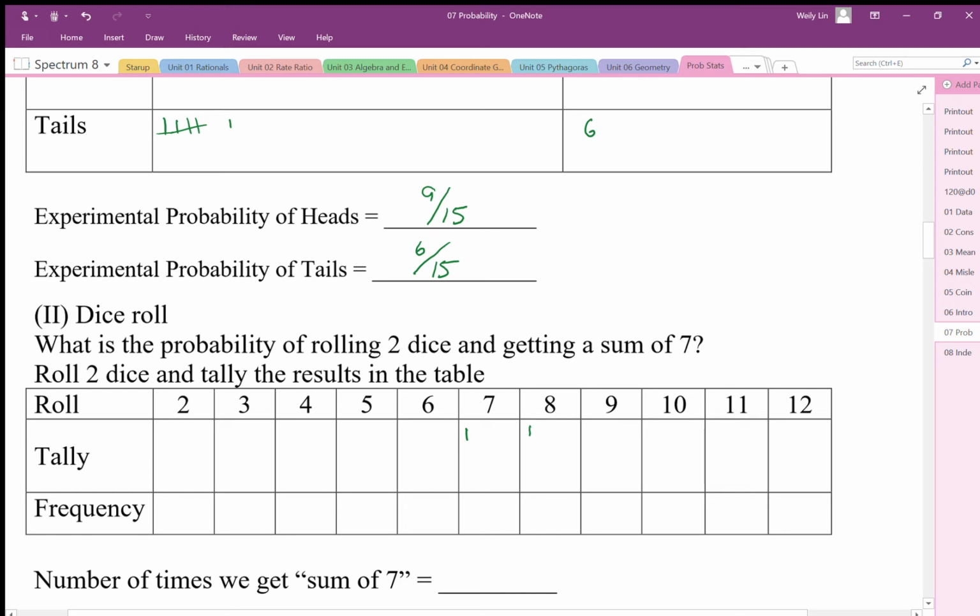I want you to do this at minimum 20 times, and we probably should do more than 20. So if you have the time, maybe 50, even 100 if you have the time to do this. And do a tally chart. And once you do your tally, let's say my tallies look like this.